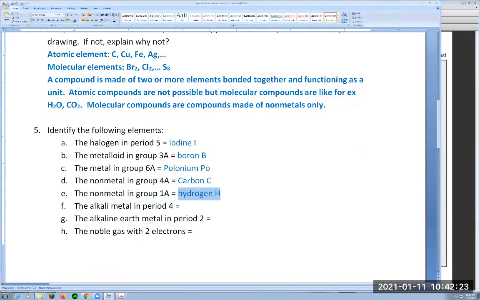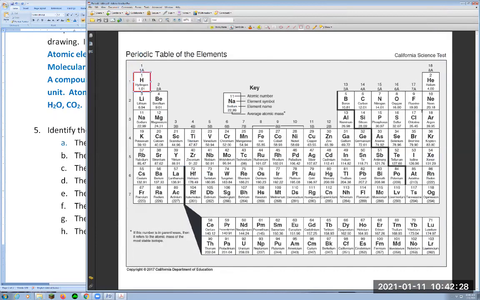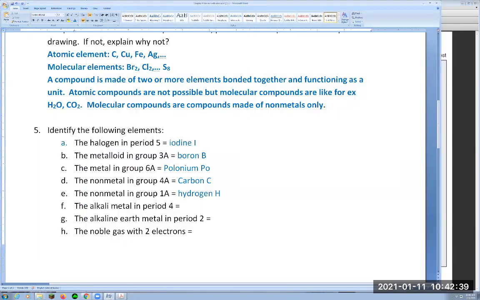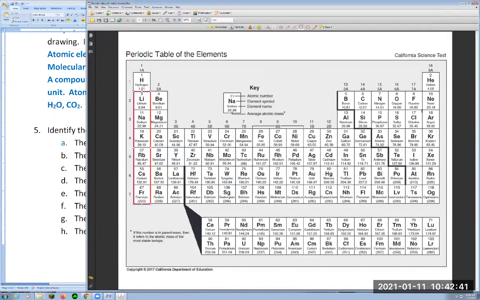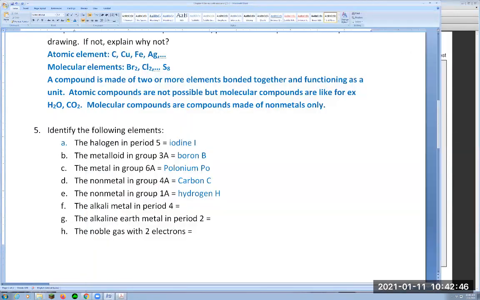The alkali metal in period 4. So we said the alkali metals are all these, from lithium going down to francium. These are called the alkali metals. And we are looking for the one in period 4. So period 4 means the fourth row. And so that's potassium. And here, be careful, the symbol for potassium is K. It's not intuitively related to its name.